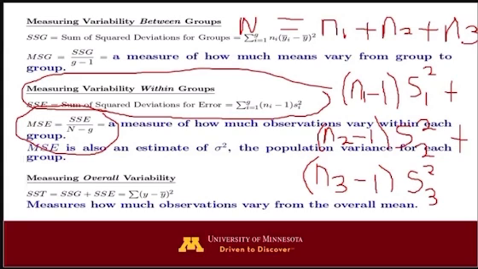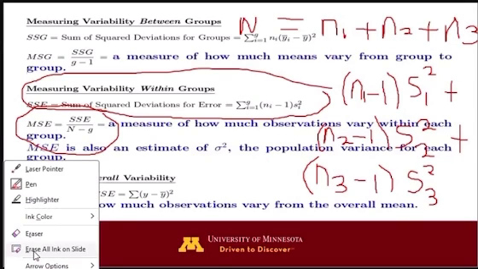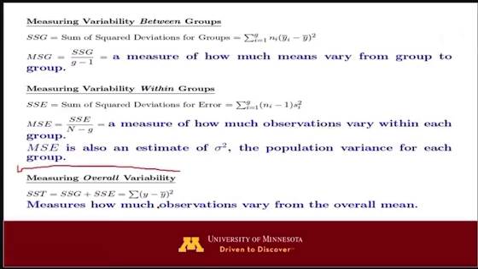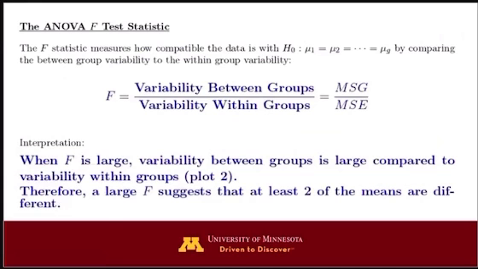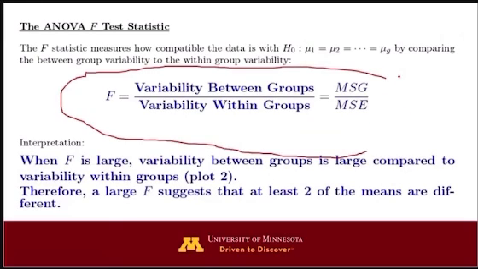And let me tell you, the moment you get the variation between and the variation within, the next is to get the overall variability. Overall variability is adding SSG to SSE. Now, let me show you the ANOVA F test statistic. This is the ANOVA F test statistic. You can see I said something the other time. The ANOVA F test statistic is the ratio of variability between divided by variability within groups.